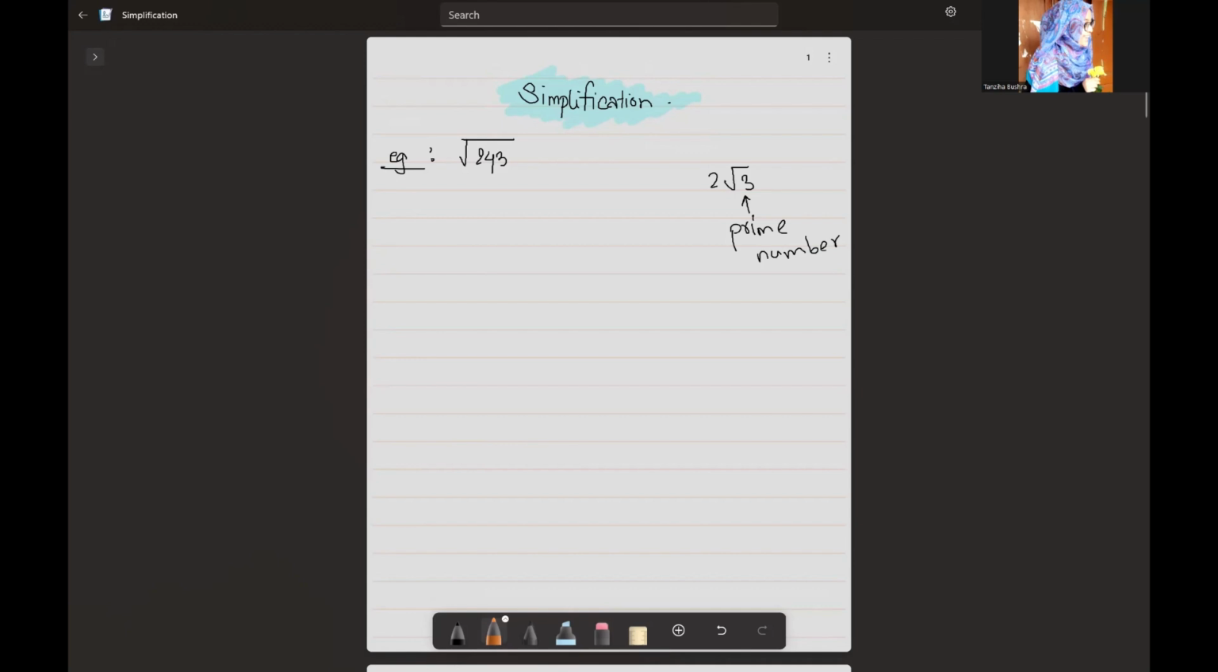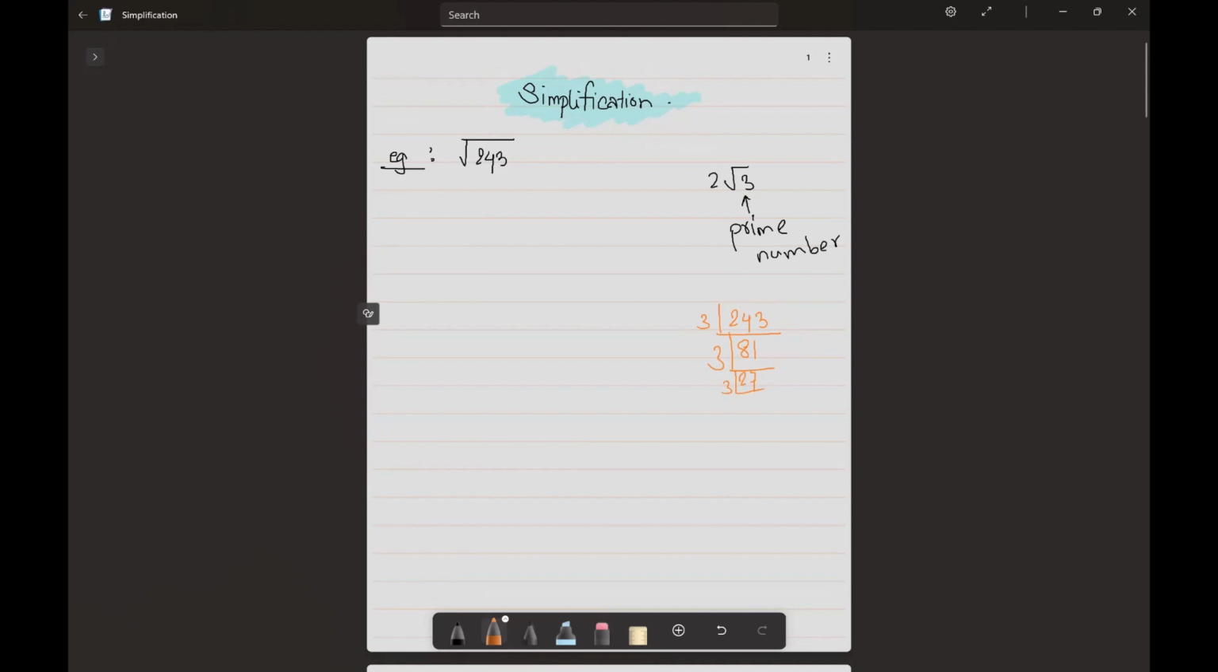So we have 243 in here. Now we have all done prime factorization previously. We know 243, because the last number is 3, can be divided by 3. So 243 can be divided by 3 and we get 81 in here. Now we know that 81 again can be divided by 3. So we get 81 divided by 3, which is 27 in here. And we now know that 27 is again divided by 3, which gives us 9. So 9 divided by 3 gives us 3.